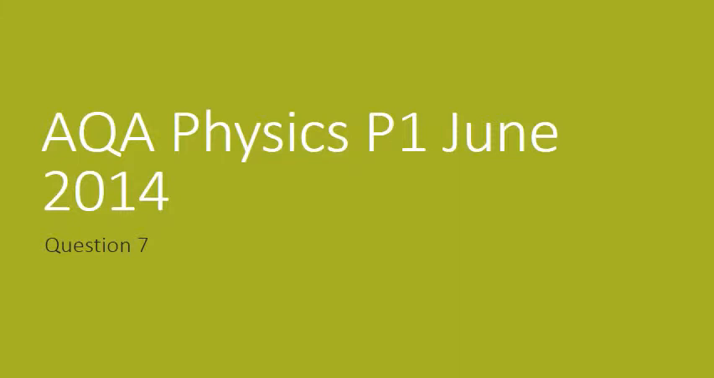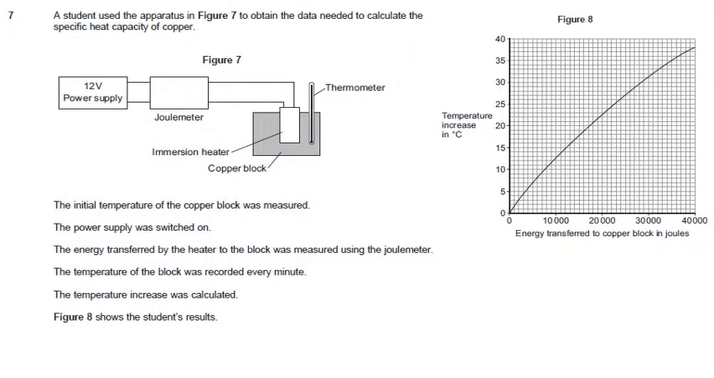This is a worked solution to AQA Physics P1 June 2014 higher tier paper, question 7. Question 7 describes a setup where a power supply is heating an immersion heater which is inside a copper block. The joule meter will record how much energy is being transferred to the immersion heater, and the thermometer reads how the temperature of the copper block increases as heat is supplied.